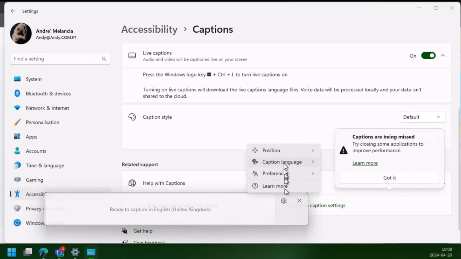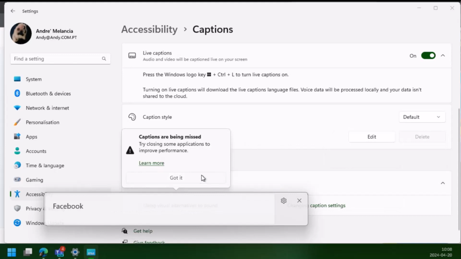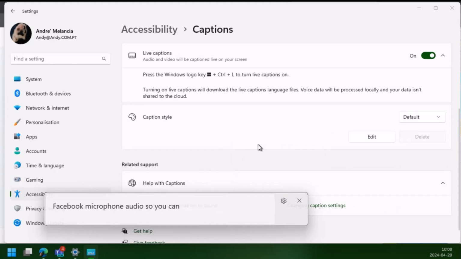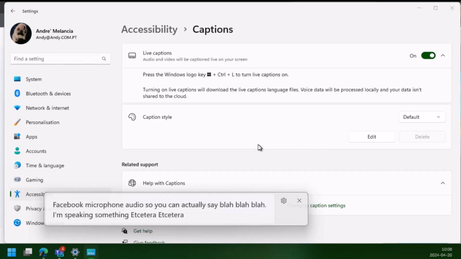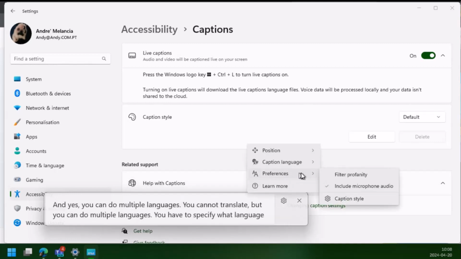I would have to configure it. Forgive me for not being done. Include microphone audio. So you can actually say blah blah blah. I'm speaking something, etc., etc. This actually takes what you see in YouTube videos and things like that and puts captions on it, literally, okay? You can use this. This comes with Windows 11. It's just that easy. And yes, you can do multiple languages. You cannot translate, but you can do multiple languages. You have to specify what language you want to hear, okay?